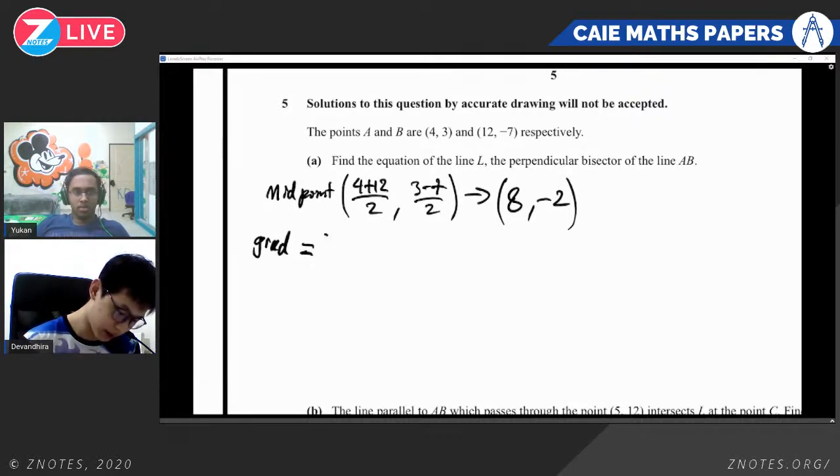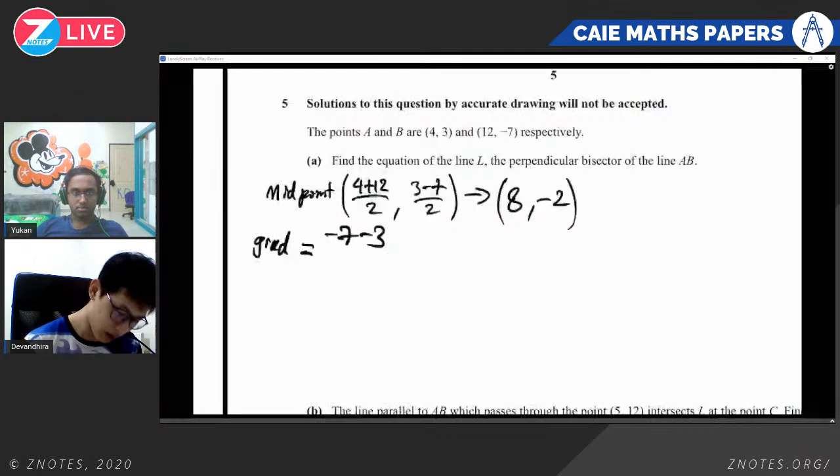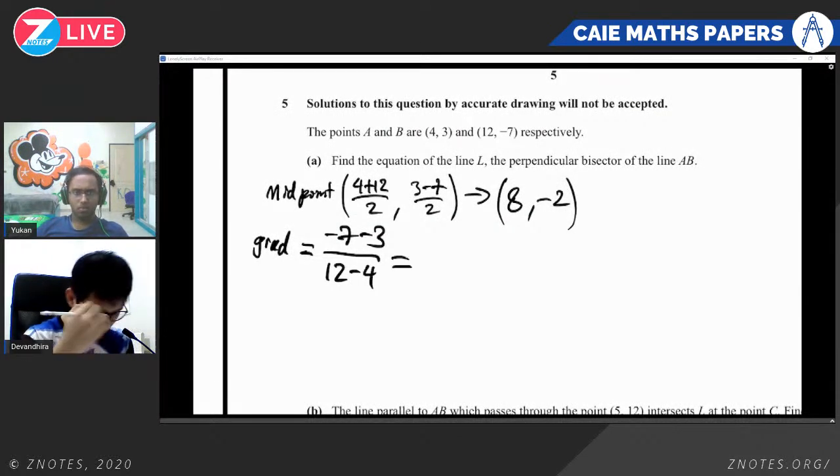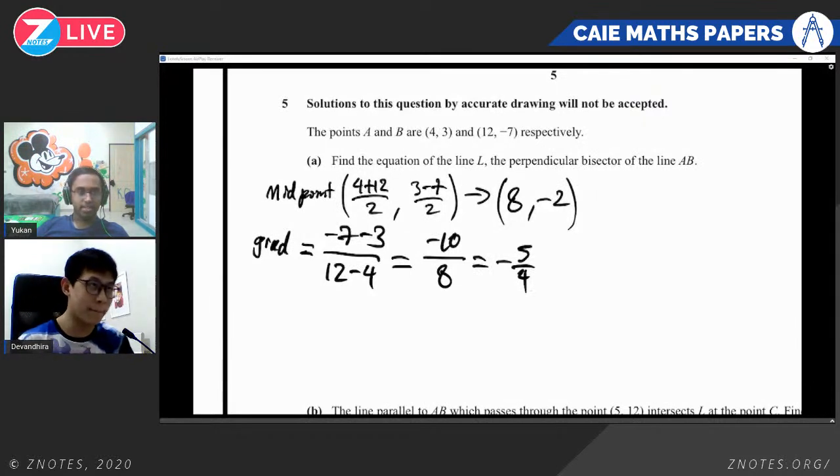We have negative 7 from here, then minus 3. Because we want to find the change, so we have to take the difference. Divide by 12 minus 4. Okay. Negative 7 minus 3, that's negative 10. 12 minus 4, that's 8. We have negative 5 over 4. So what do we do with the gradient? We know that for any two perpendicular lines, their product is negative 1. So we can use that formula. Exactly.